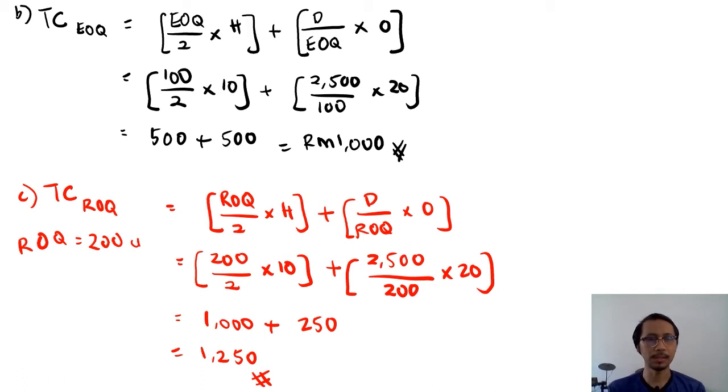So as a conclusion, you can see that the total cost of the material by using EOQ is lower than using ROQ. As you can see, the total cost for ROQ is 250 ringgit more, or higher, than the total cost for EOQ.